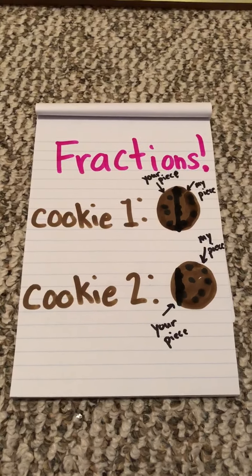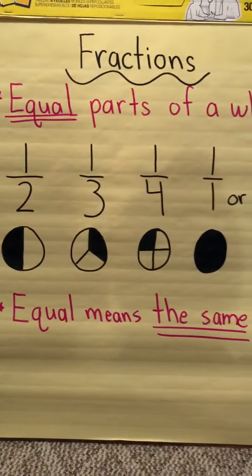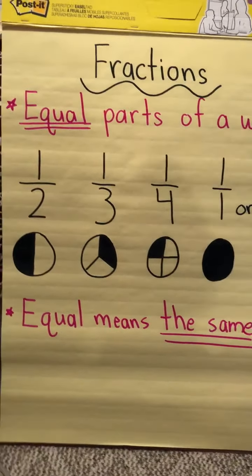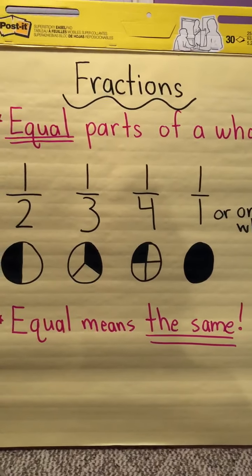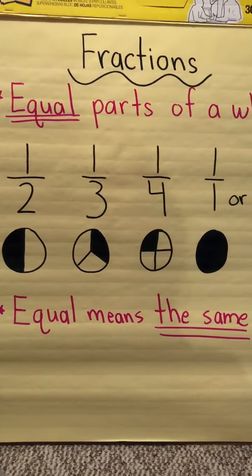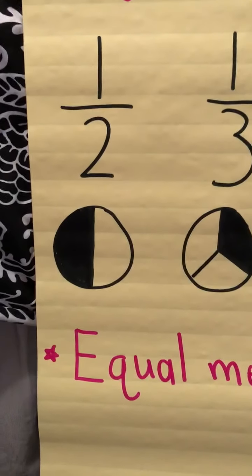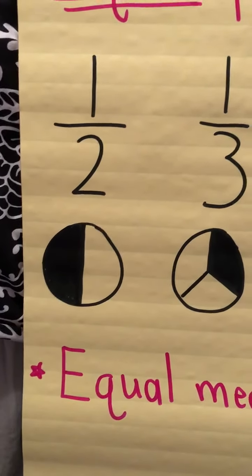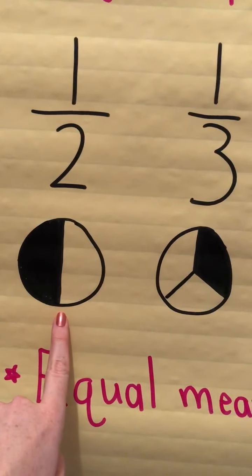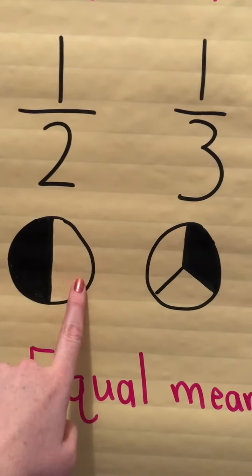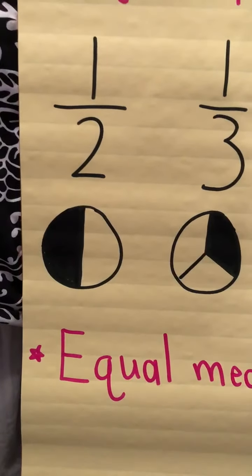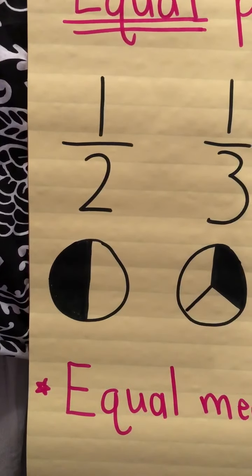So this video is all about fractions. And what is a fraction? Fractions are equal parts of a whole. And in first grade, we learned about fractions. We learned halves. So just like the cookie that I was showing you a second ago, this would be perfectly split in half. That's your piece, that's my piece, and we're both happy. So that is what we would call a half.